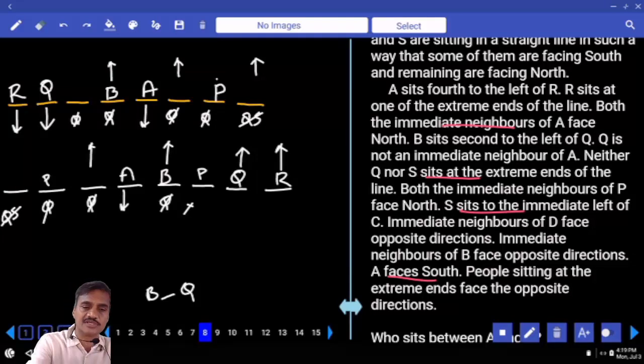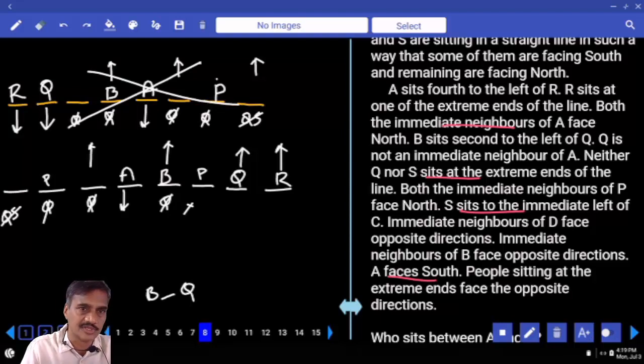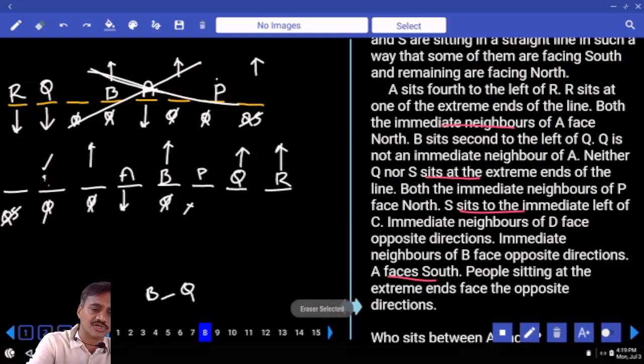If S and C are together in this case, two adjacent vacant places are not there in the first one. Hence S and C cannot be here. This is ruled out. We cannot have P here, because if you have P, then two adjacent vacant places for S and C are not there. Hence where should this be? P must be in between B and Q.